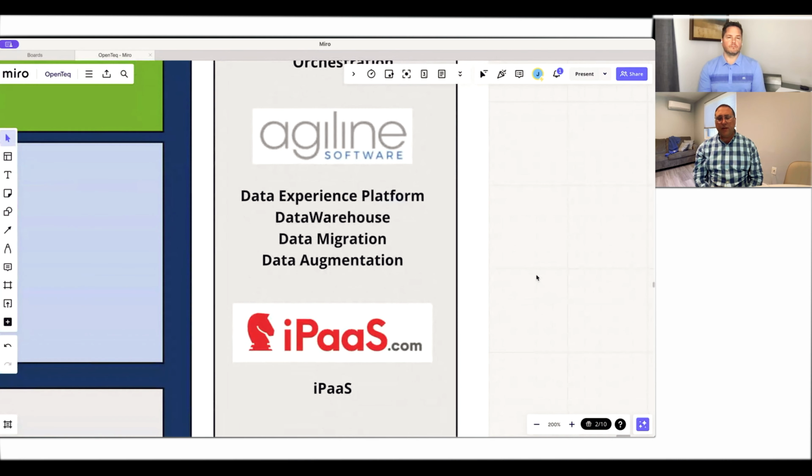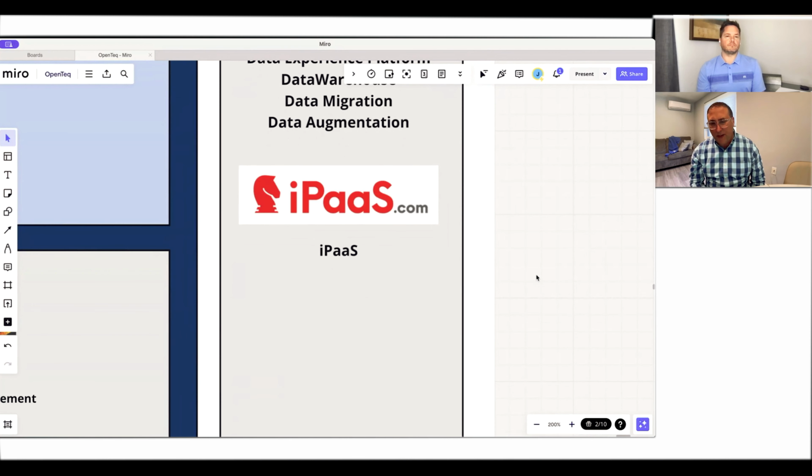Another great partner of ours is Agiline Software. Agiline has a data experience platform that provides data warehouse migration and data augmentation. Our newest partner is iPass.com. With iPass.com having a native NetSuite integration, and OpenTech being the partner behind it, we're able to provide a very quick, rapid go-to-market iPass solution that can be integrated into any platform that the franchise owner would have.